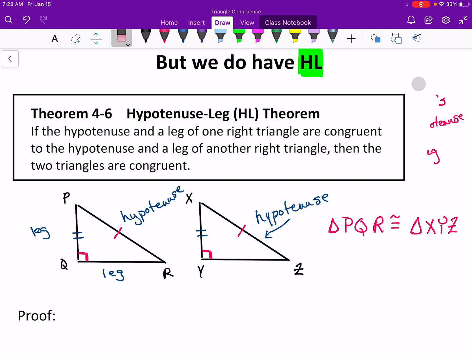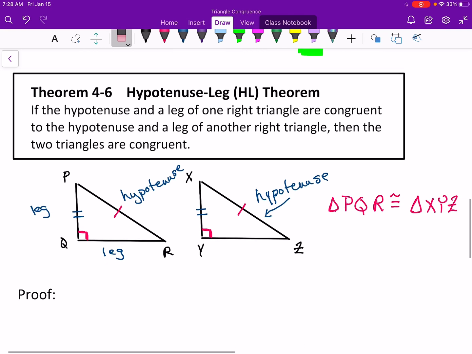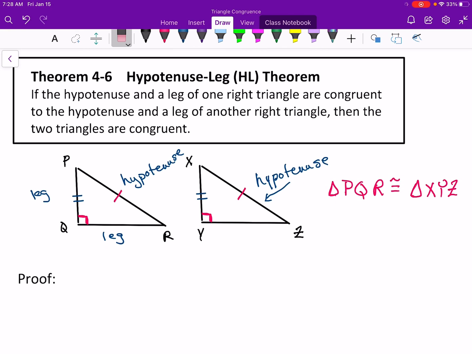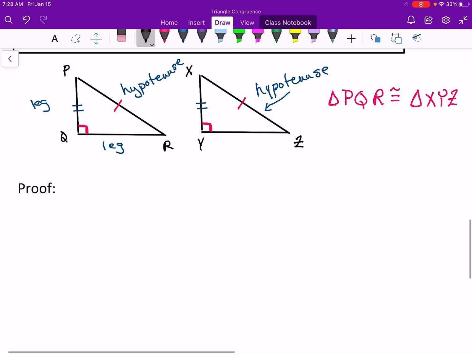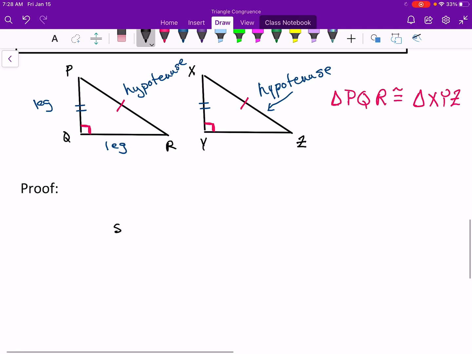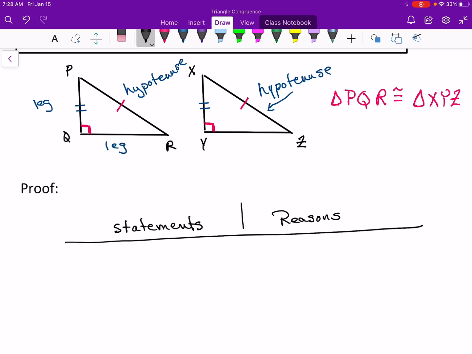On Friday, we're going to prove this in class. Let me just go ahead, and it's not going to be real pretty because I'm going to write it with my stylus, but let me just walk you through our proof on this one. All right, so here's where the statements are going to be, because this is a short proof. And here's the reasons. Two-column proof. I like them nice and organized.